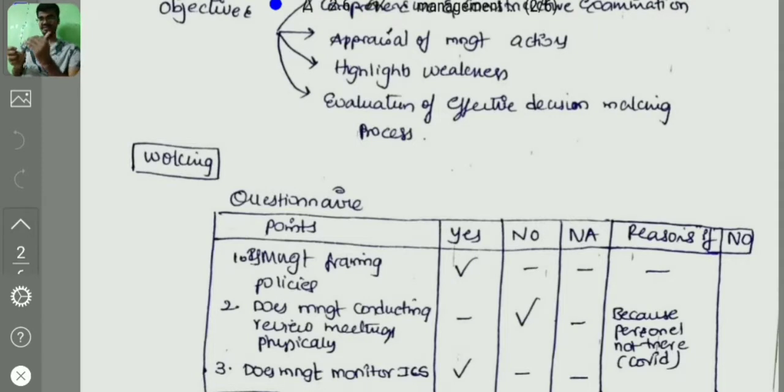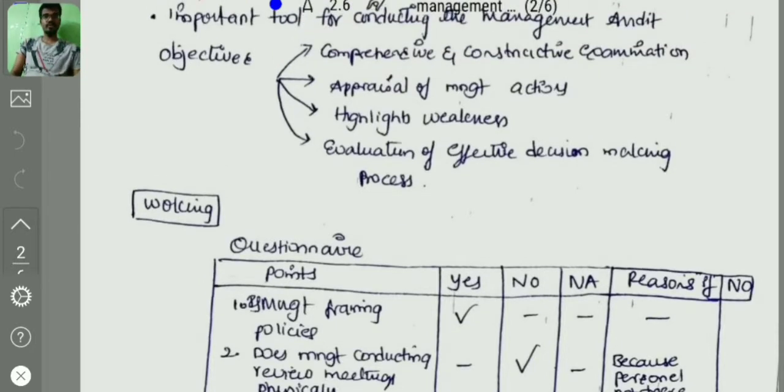And coming to our next topic, what is a management audit questionnaire? See, a questionnaire consists of checklist-like things. Point 1, point 2, with yes, not applicable, no. For example, the main objective of forming the management audit questionnaires is comprehensive and constructive examination. With the management audit questionnaire, we can examine all the items by framing simple questions, and we can go through the particular item where the deficiency is. Appraisal of management actions. For example, if the management has taken good decisions, we can appraise that management is doing their job very well.